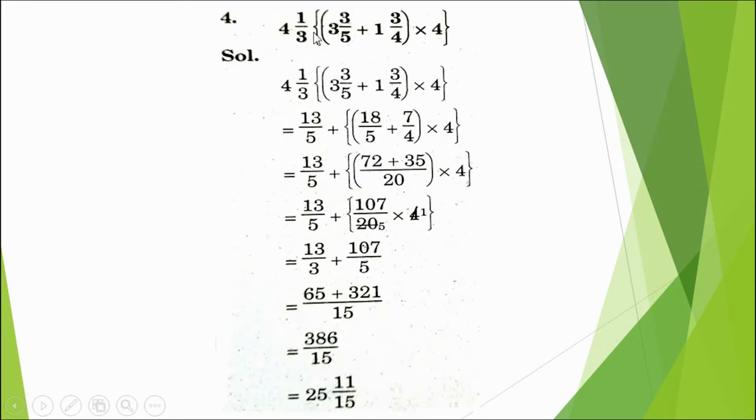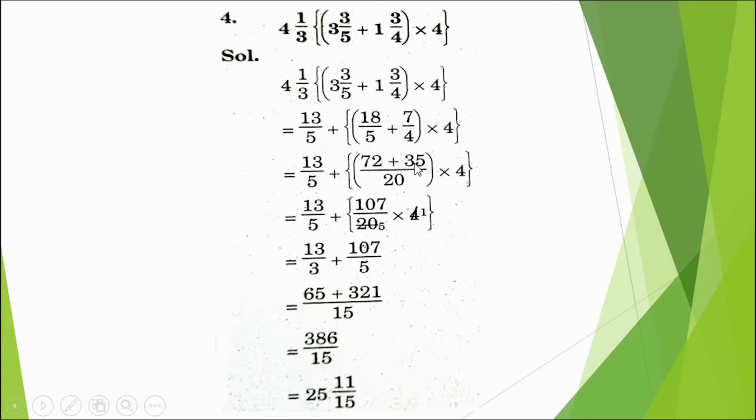Now question number 4: 4 and 1 over 3 curly brackets, round bracket 3 and 3 over 5 plus 1 and 3 over 4 round bracket multiply 4. 4 3s are 12, add 1, 13 over 3 plus curly brackets and round bracket, 3 5s are 15, add 3, 18 over 5 plus 4 1s are 4, add 3, 7 over 4 multiply 4.